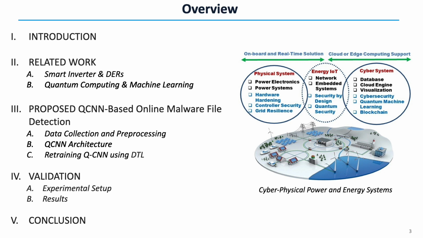Section 3 is the proposed quantum CNN based online malware file detection system, where we clearly describe the data collection and pre-processing techniques for the machine learning model, the quantum CNN architecture, and how we used deep transfer learning to train the quantum CNN. Lastly, we end our presentation with validation results of our machine learning model and a conclusion.